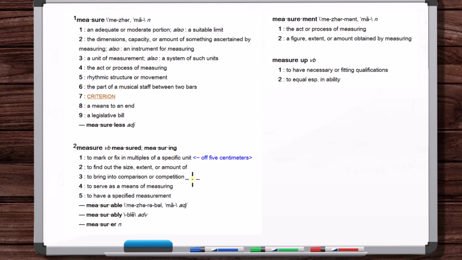How does something measure up? Who's better, LeBron or Jordan? Well, you have to make that comparison, you've got to measure their abilities. To mark or fix in multiples of a specific unit, no. To serve as a means of measuring. So we're really talking about 2 and 3 here. And then a measurement, the act or process of measuring, and then a figure, extent, or amount obtained by measuring. That's the final result: you've made the comparison, or you've described the extent, and the result is the measurement you made.